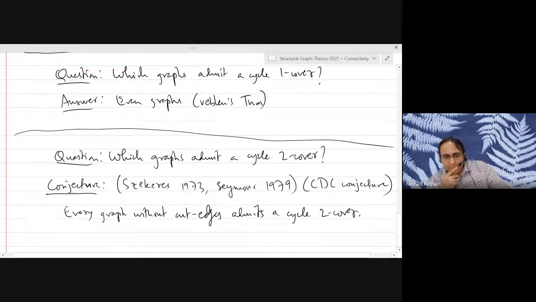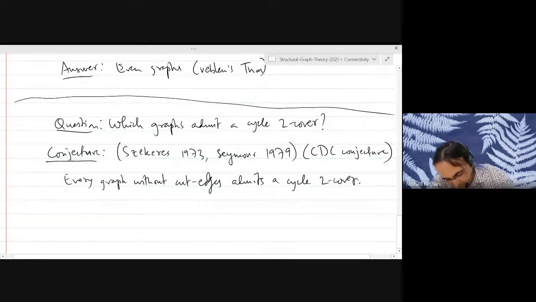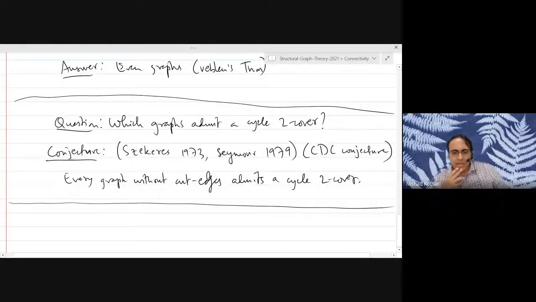Okay? So no one has any clue how to prove this. Is the conjecture clear?